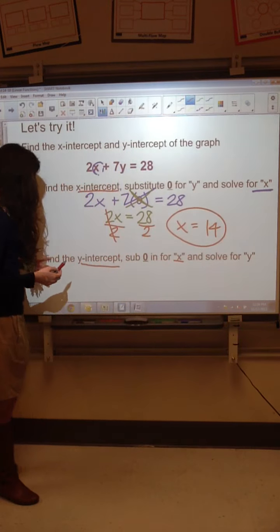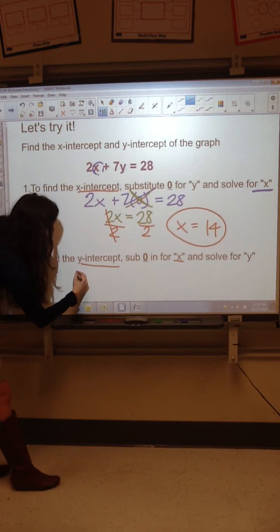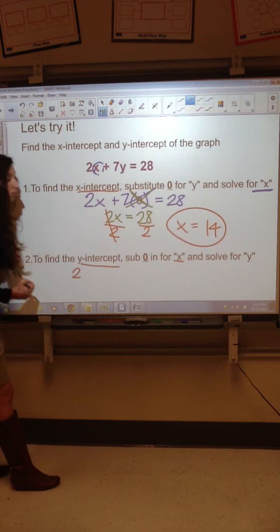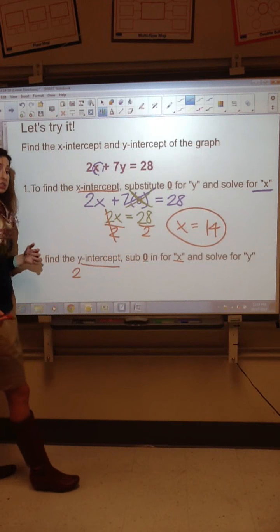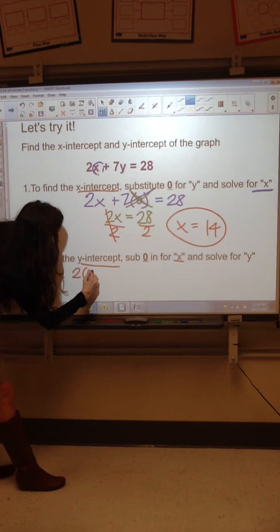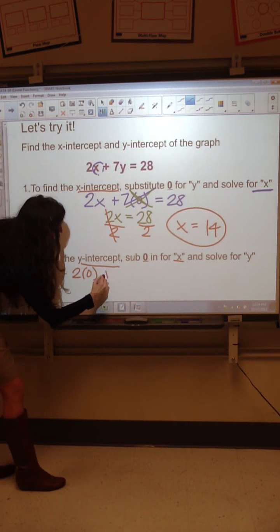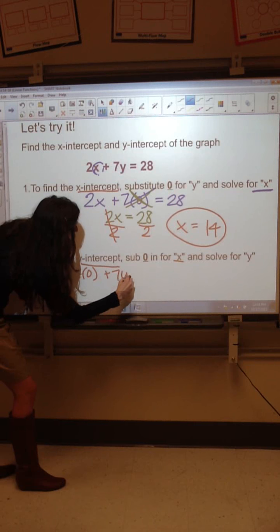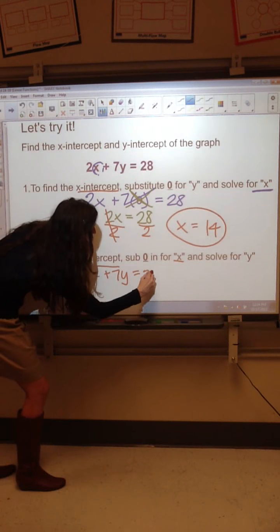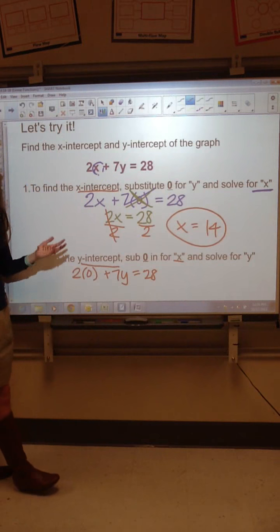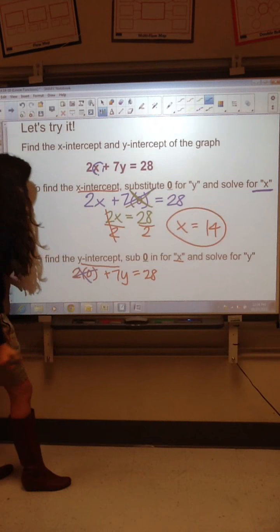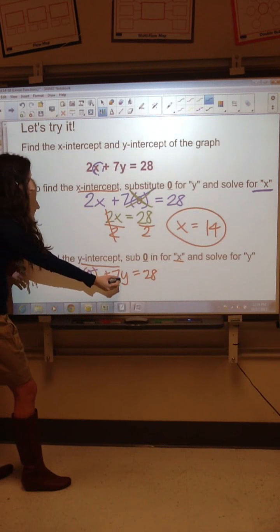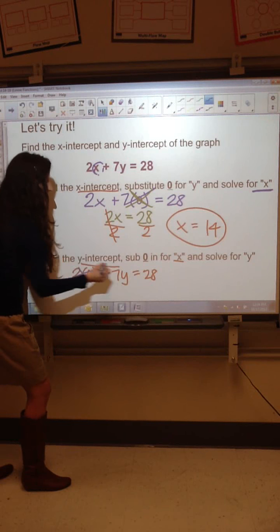I'm solving for y. So we're going to rewrite 2x plus 7y equals 28. What am I substituting for x? 0. So 2 times 0 plus 7y equals 28. Well, 2 times 0 is just 0. Okay, all I have now is 7y equals 28.